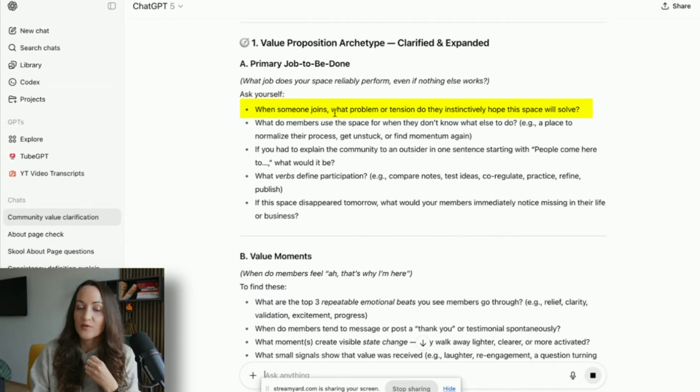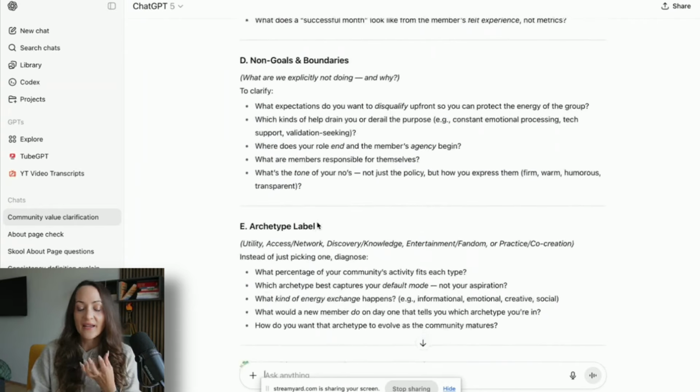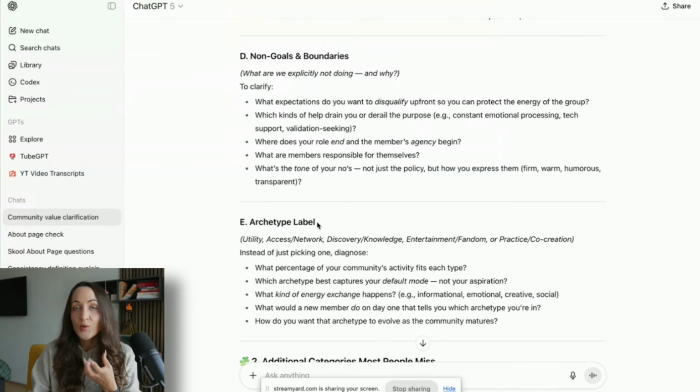For example, when someone joins, what problem or tension do they instinctively hope this space will solve? What do members use the space for when they don't know what else to do? A place to normalize their progress, get unstuck, etc. Right? So just get help receiving questions that you can answer, right?